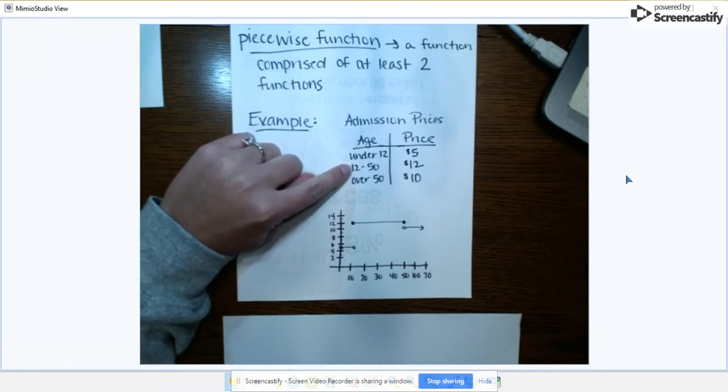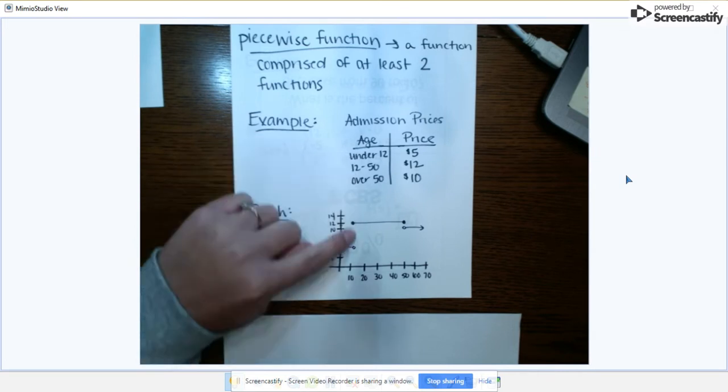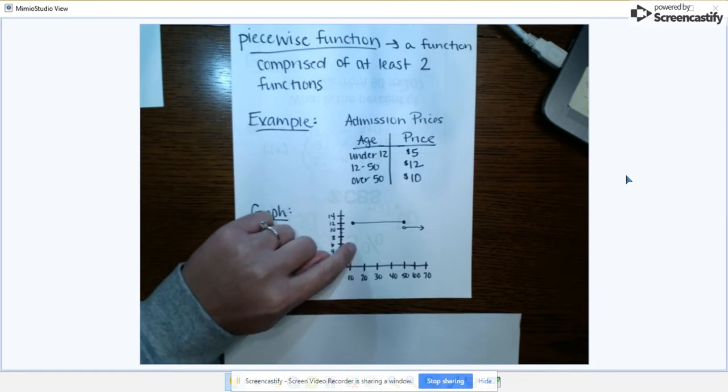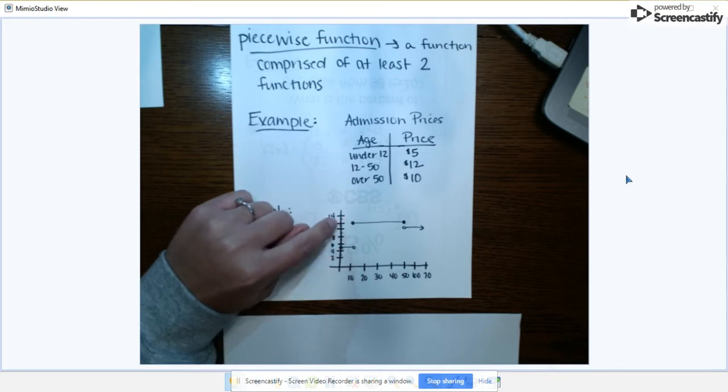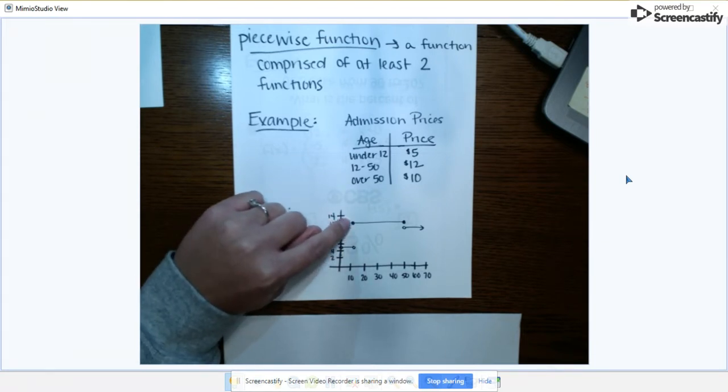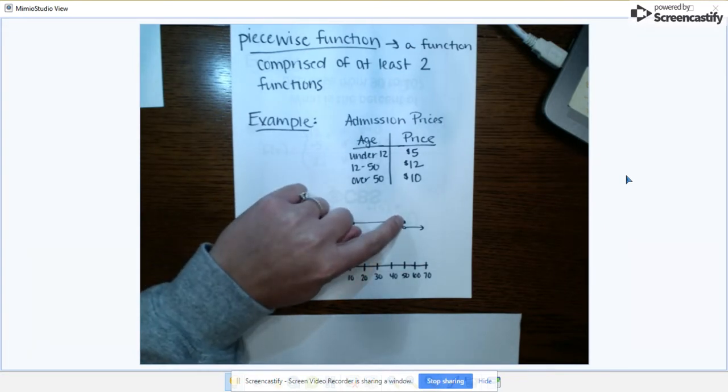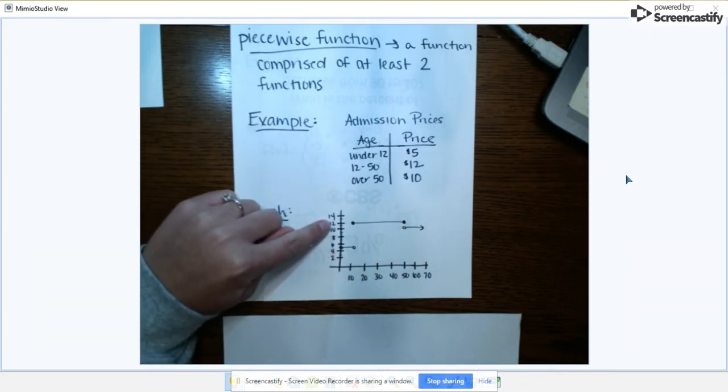Then if we're between 12 and 50, we're going to pay $12. So if I am 12 years old, I will pay $12. I go to that 12 on my x-axis and fill in that dot, because at 12 years old, I will have to pay $12. Again, this height is at $12 on my y-axis. So age 12 all the way to age 50, I'm paying $12, which is what that y value tells me.